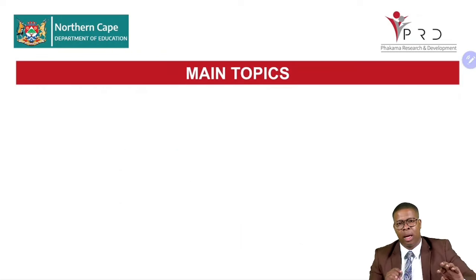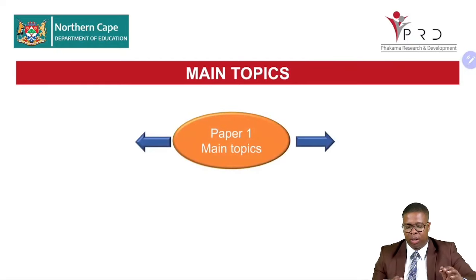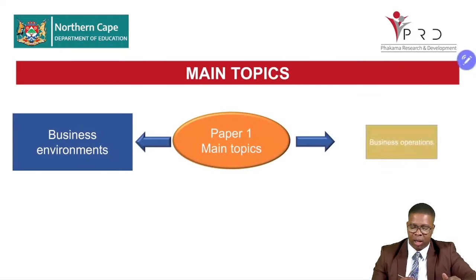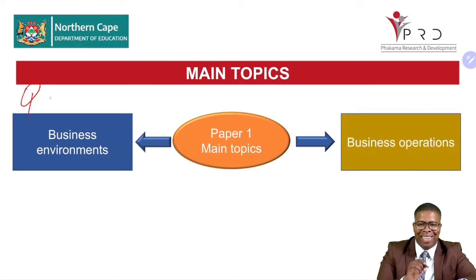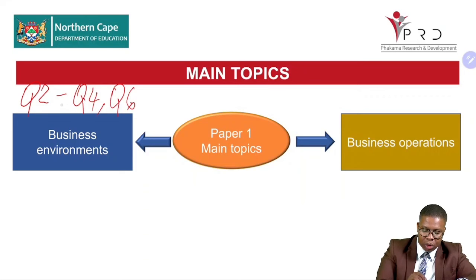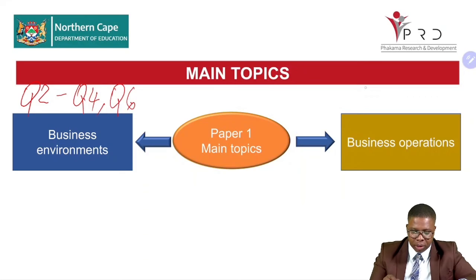Now let's start with the main topics again, just to remind you that in paper 1 we have business environments and business operations. Under business environment you will find the questions that directly assess business environment under question 2 together with question 4, because I said question 4 is miscellaneous, and question 6. Remember, in question 4, you're only going to be assessed for 20 marks. But business operations, we're going to have question 3, together with question 4 and question 6.